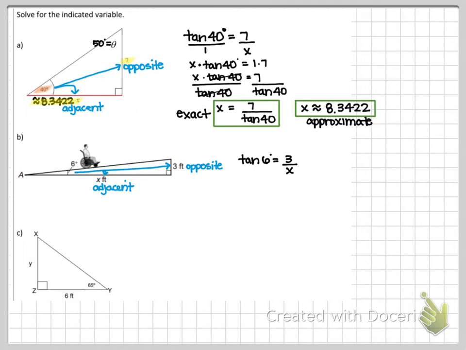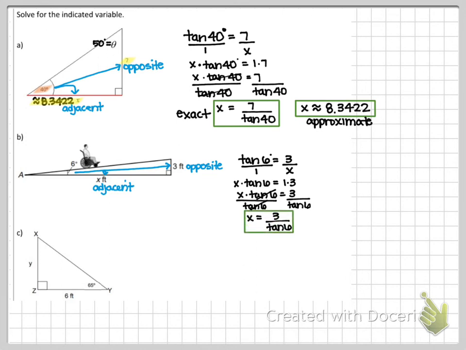Notice that the setup looks a lot like the previous question. So I'm going to put a 1 underneath this as well. I'm going to cross multiply. X times tangent of 6 is equal to 1 times 3. So x times tangent of 6 is equal to 3. Tangent of 6 is just a number, which you can type in and see that it's just a numeric value. I know that tangent of 6 divided by itself is going to simplify and become 1. So my exact answer is 3 divided by tangent of 6.